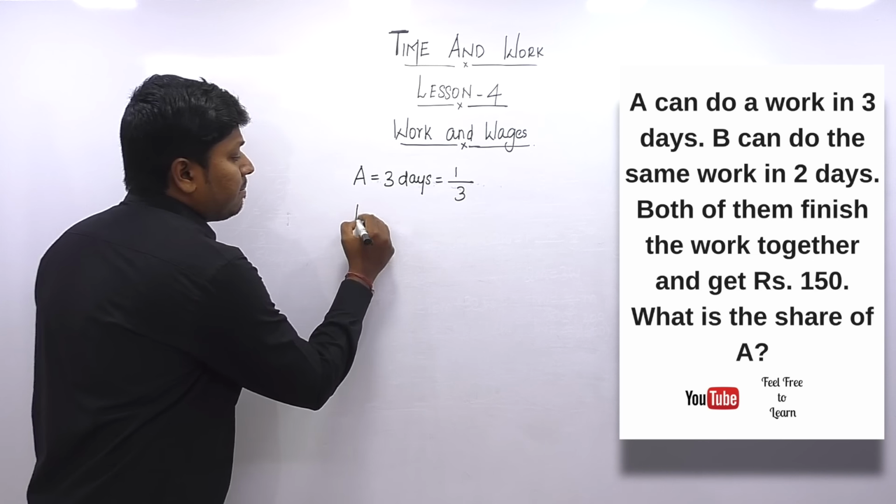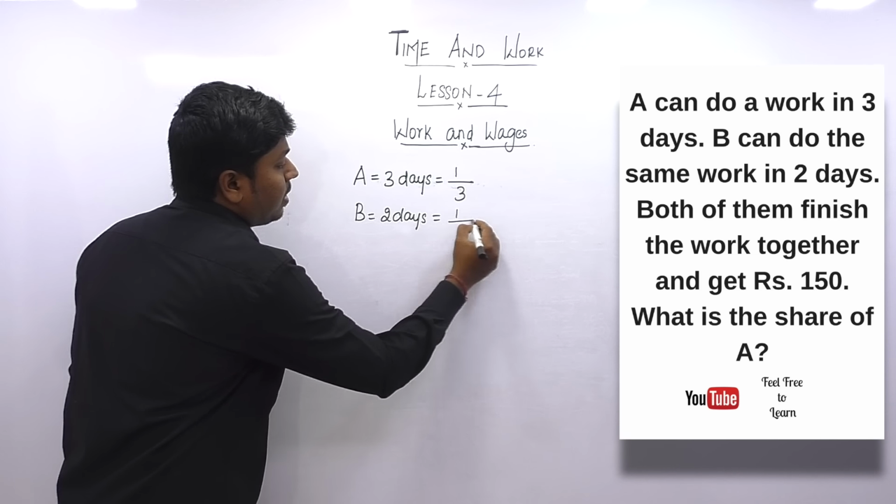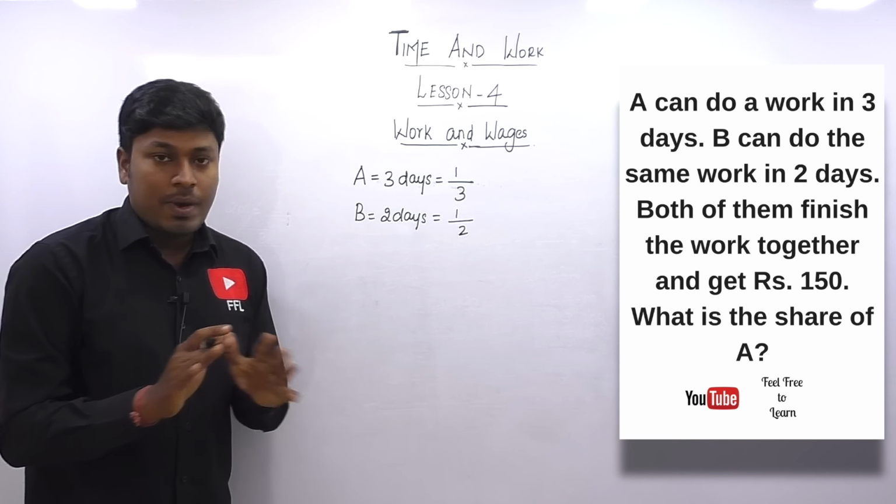That means B can complete the same job in 2 days. So we can say that B's 1 day work will be 1/2. So step number 1 is completed.